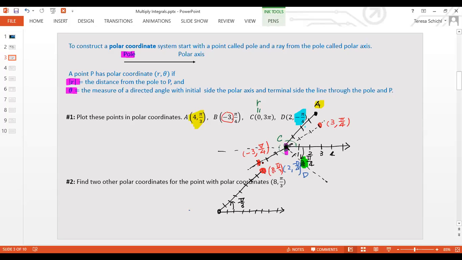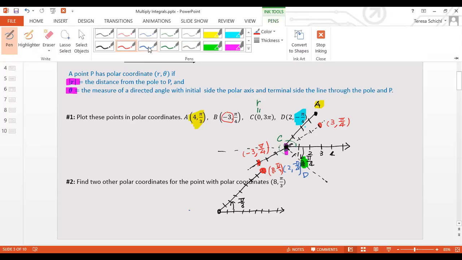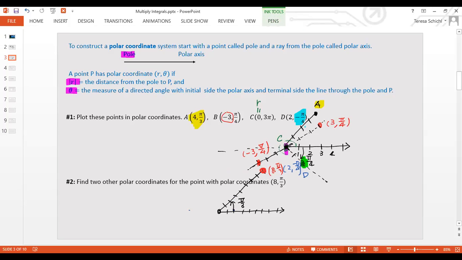Then they say find the other two. So how do I find the other two here? So the first one, one way you can do it is, hey, you turn the whole 360, correct? Then I can come back and turn this angle here. What is this angle? It is 2 pi plus pi over 3, right? So you turn this whole 7 pi over 3.